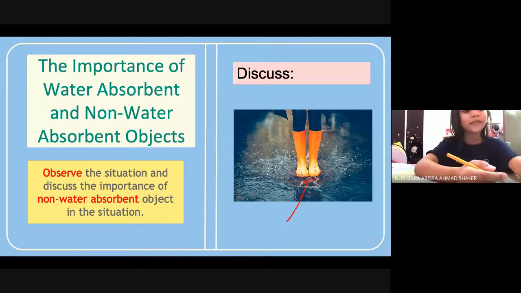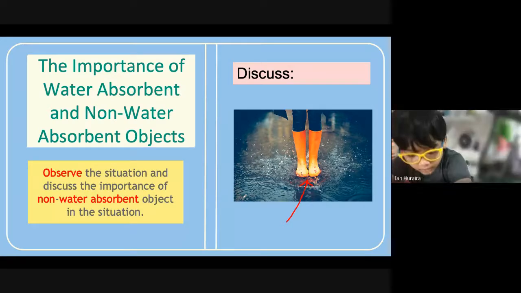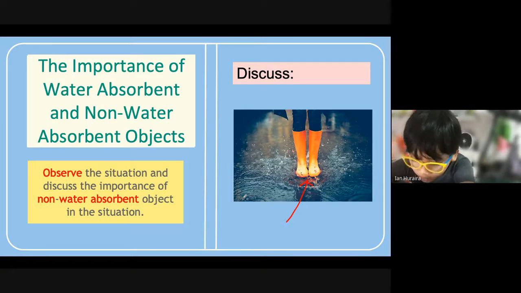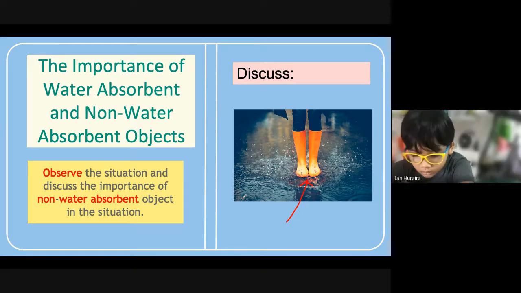Next one. Kena hujan nanti demam kan? Yes. Kena hujan nanti demam. Because umbrella is made up from plastic, getah or kain. Plastic, getah. Are you telling teacher or asking teacher, Ian? I'm asking. Ask teacher. Asking.